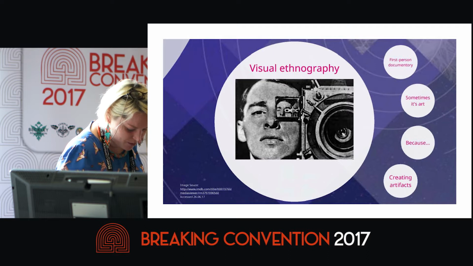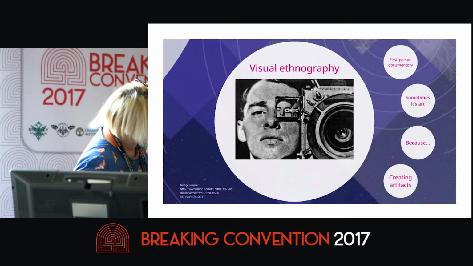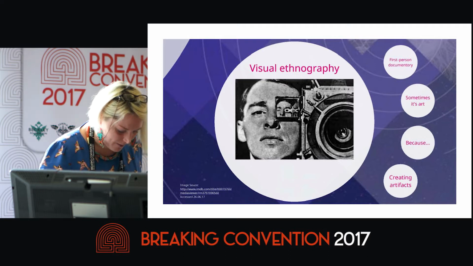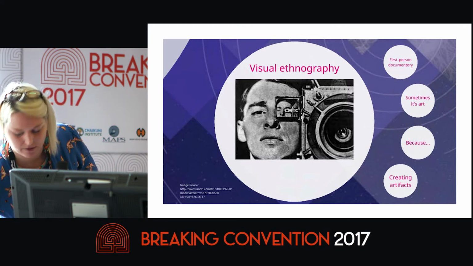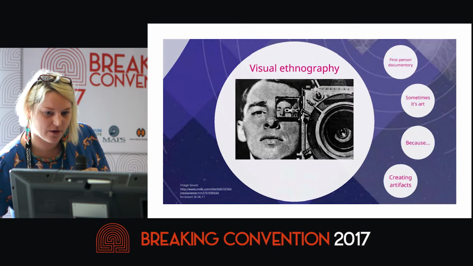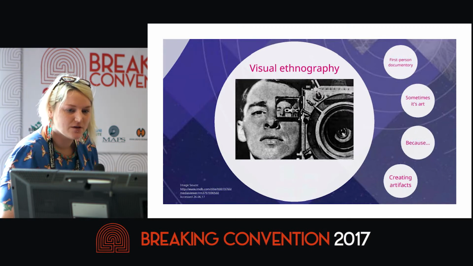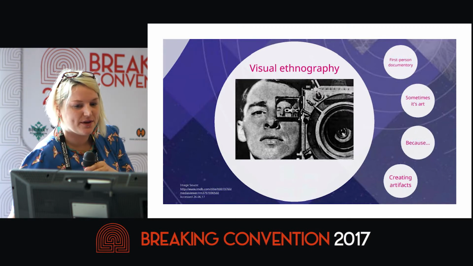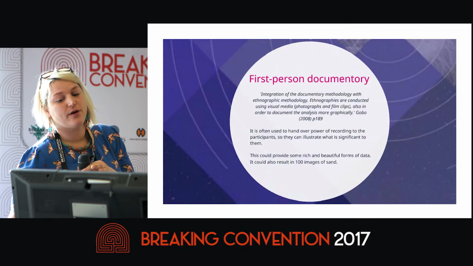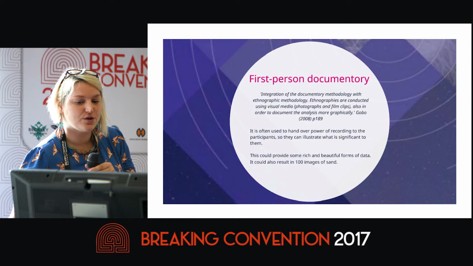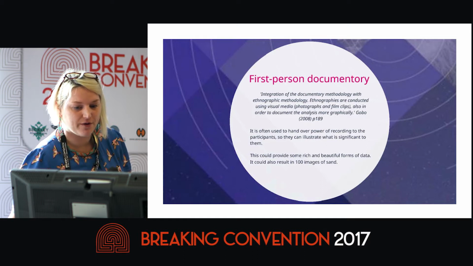Man with a Movie Camera. That's where that shot's from, frame. And basically, visual ethnography usually comes in the form of first-person documentary. So it's the integration of documentary methodology with ethnographic methodology. Ethnographies are conducted using visual media, photographs and film clips, also in order to document the analysis more geographically.